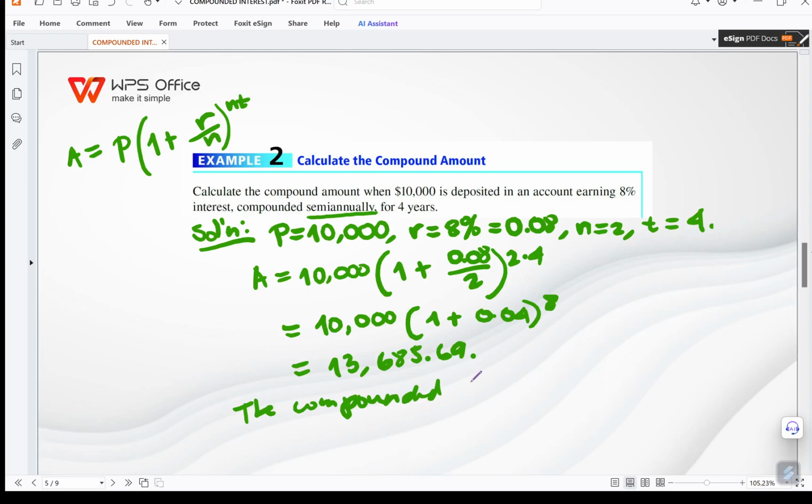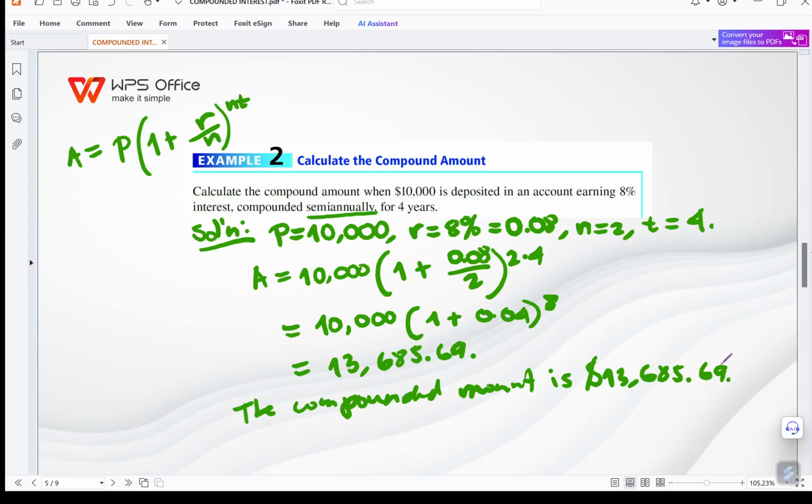So the compounded amount is $13,685.69. What does this mean? The compounded amount is way bigger than if you use the simple interest. So here this is called the compound interest. I hope that is clear.